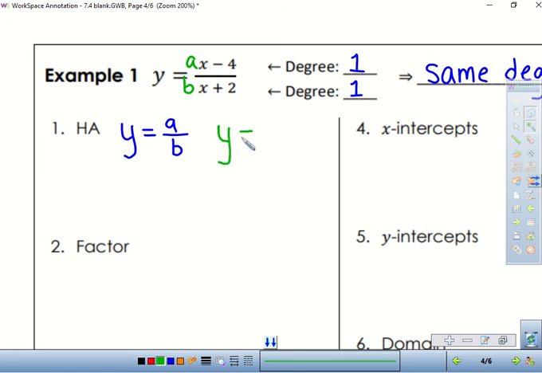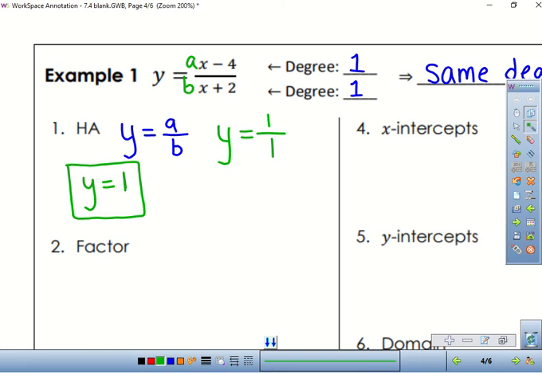So what is the coefficient of the x in the numerator? Good. And what's the coefficient of the x in the denominator? Right here. Also 1. So that's going to be y equals 1. If it had a number in front like 2x or 3x or 4x, that would have been the coefficient. So if you don't have a coefficient, it's an implied 1. So this is your horizontal asymptote, okay?